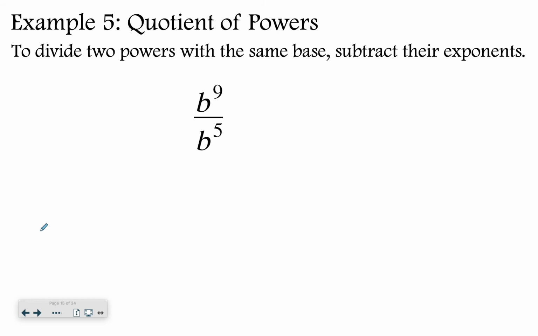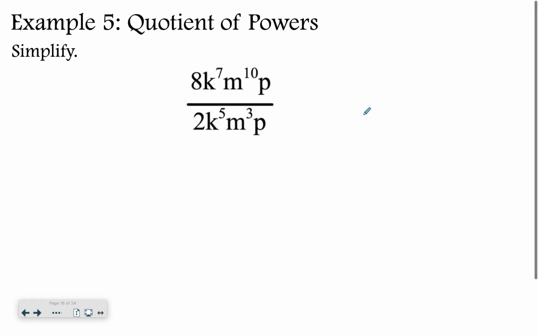Now we're talking about the quotient of powers. So in order to divide two powers with the same base, you're going to subtract their exponents. So something to keep in mind is multiplication and addition go together, and then division and subtraction go together. Sometimes that's something that's helpful for students. So now looking at this, you can see I have the same base, it's b, and then I'd say 9 minus 5. You do top minus bottom, and so that would become b to the 4th.